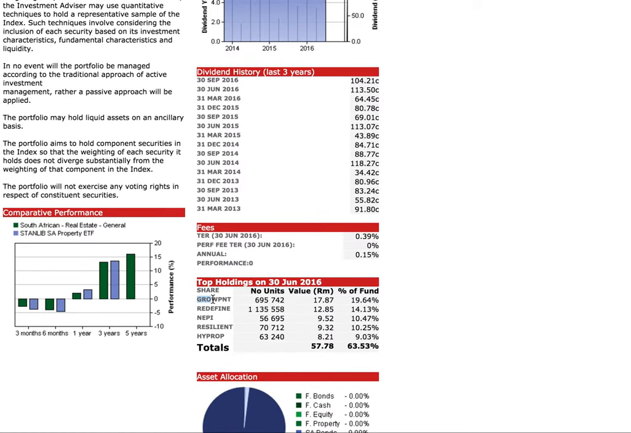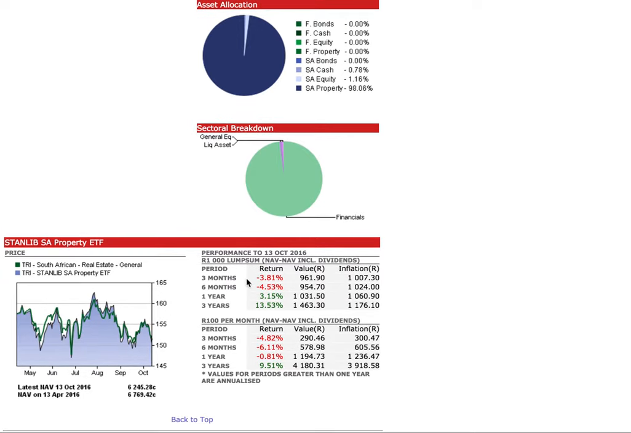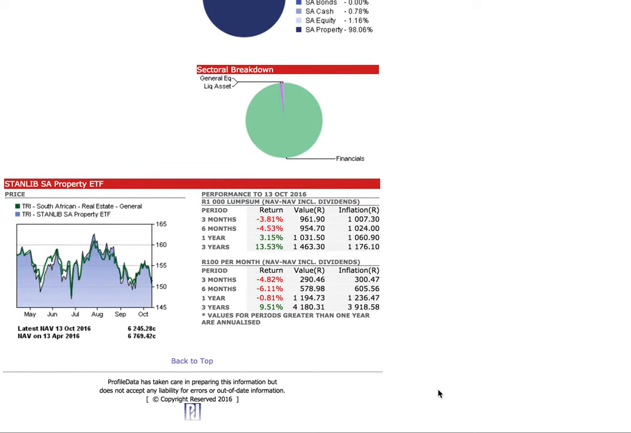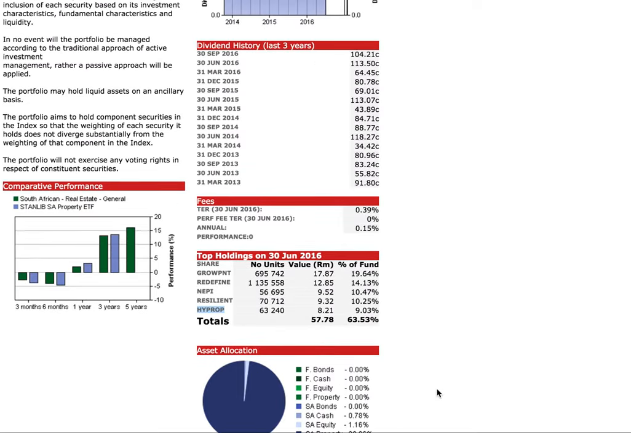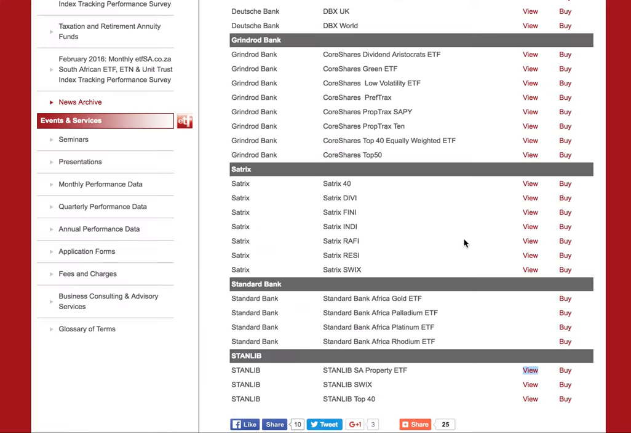Growthpoint is one of our big ones. High Prop, I remember looking at those. Let's see how they've done. Not so bad. Not so bad. That's concerning. So yeah, South Africa, we're still the greatest company in the greatest country in the world, despite us not doing too well in the equity markets at the moment.